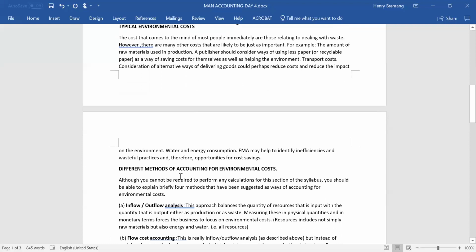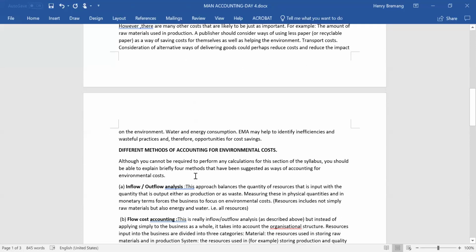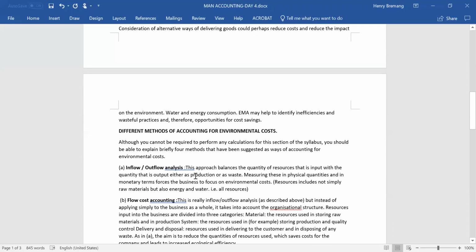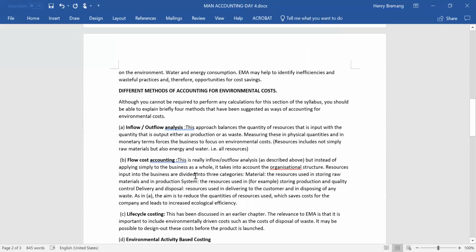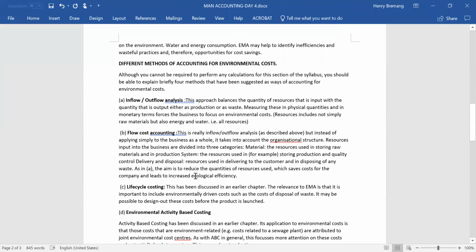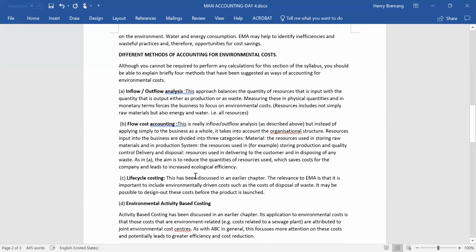Right. Different methods of accounting for environmental costing. We have a lot of methods that management accountants use in the determination of environmental cost. Some use the inflow-outflow analysis. Some use flow cost accounting. I will explain. Some use life cycle costing, and some use environmental activity-based costing. So please, you look at it.